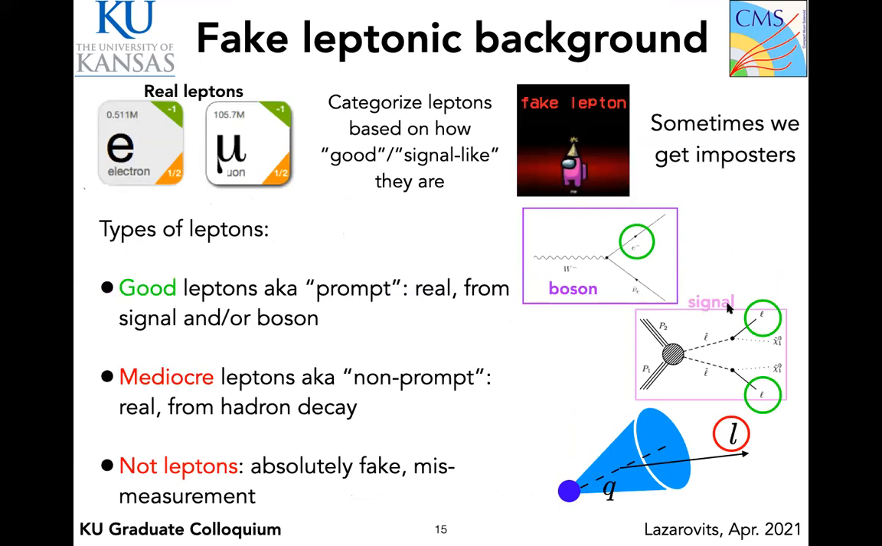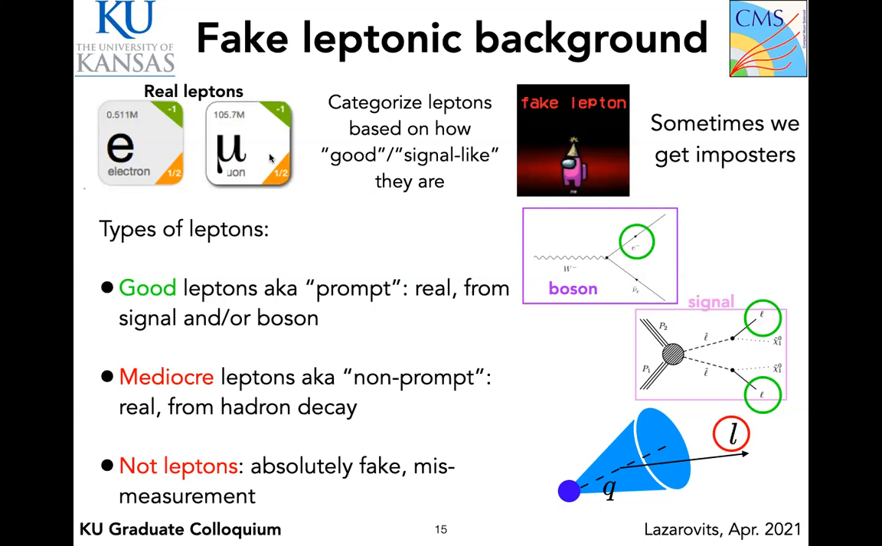And so something we have to take into account when we do searches like these is something called the fake leptonic background. And just as a reminder, the kind of leptons we're looking for in this analysis are up here. We have our electron and our muon. And what we do in this analysis is we categorize these kinds of leptons based on how good or signal-like they are. But detectors aren't perfect, and so sometimes we get imposter leptons.